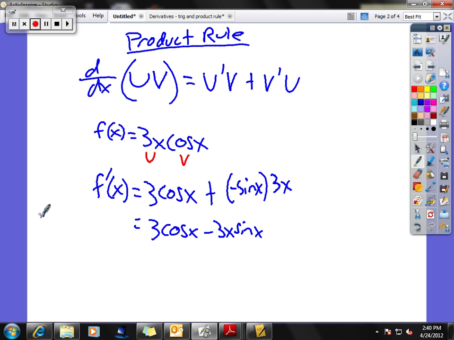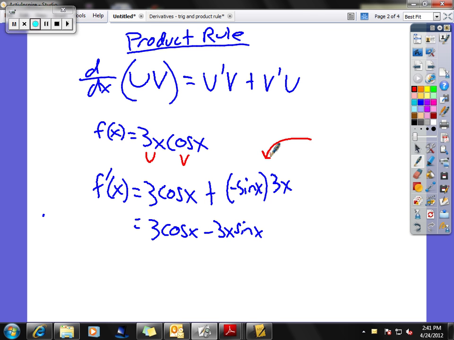If there's a negative in the second part, you can just write minus. It makes this whole term negative. It's one term, so it's a negative in front of the whole thing.